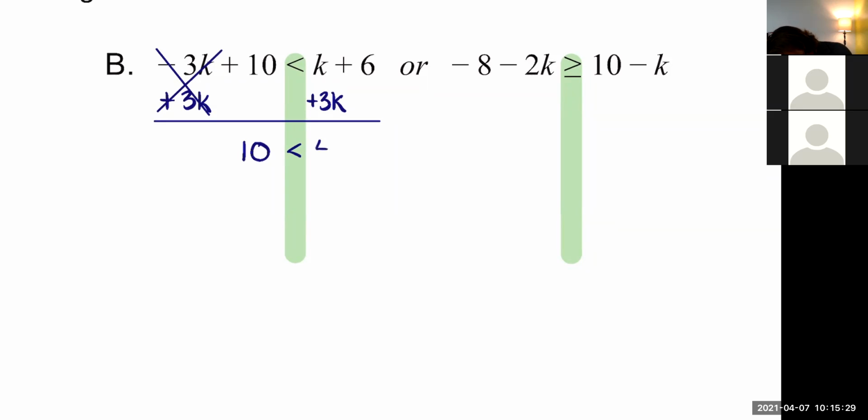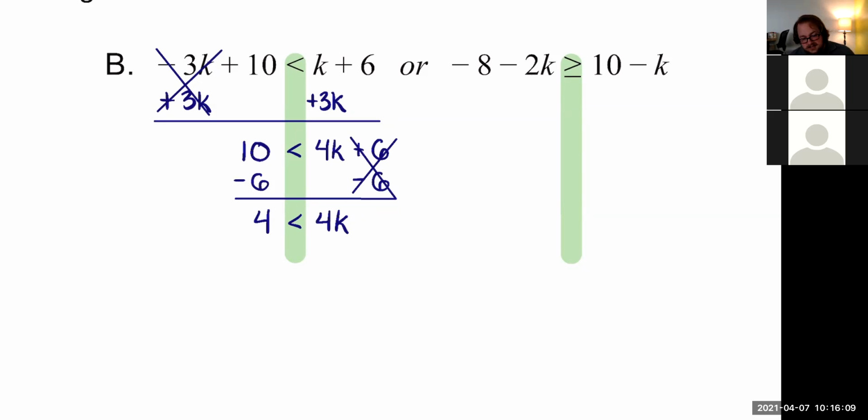K plus 3K is going to give me a total of 4K. And the plus 6 falls on down. All that's left now is to get that K by itself. So we're focusing on the right-hand side, which is where it's located. What would you like to move next? 6. So I'm going to subtract the 6 from both sides. 10 minus 6 gives me 4 is less than 4K. The 6 minus 6 is gone.